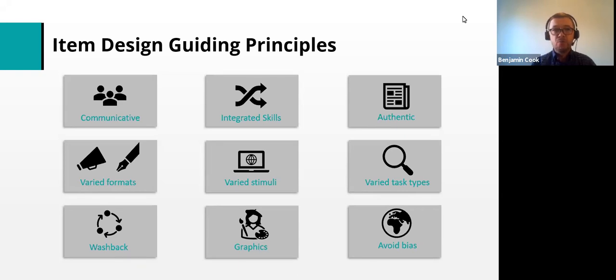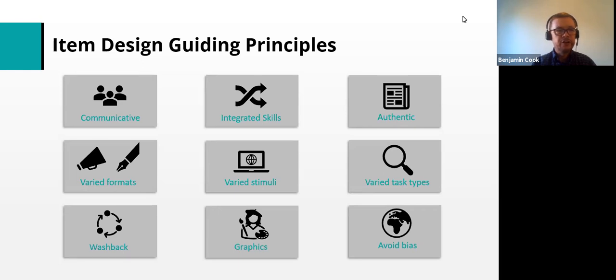Authentic. We have used a large number of authentic texts, particularly in the reading. So we've gone to newspapers, magazines, websites. We've taken authentic texts that will reflect what they actually see in the real world and use those in the test. And that comes back again to that communicative idea that we want this test to be something relevant and useful to test takers.